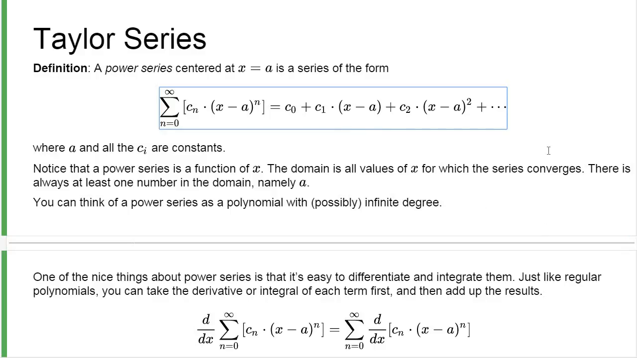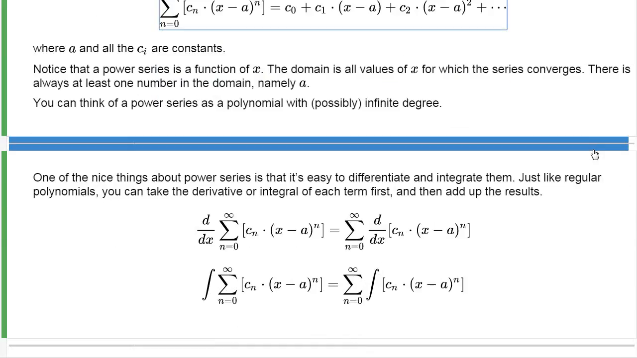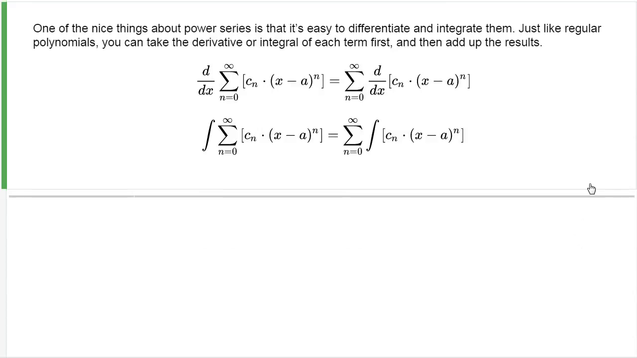This is sort of like a polynomial with possibly infinite degree. If there's a point where these coefficients are 0 from that point on, then you have an actual finite polynomial. If these coefficients are not 0, there's always some powers available forever. It's sort of like a polynomial with infinite degree. One of the nice things about power series, as opposed to other series in general, is that it's really easy to take their derivative or their integral.